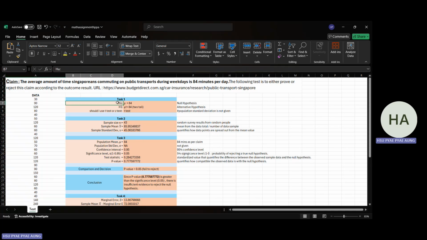First, we have the null and alternative hypothesis, which is mu is equal to 84 for the null hypothesis and mu does not equal 84 for the alternative hypothesis. This is a two-tailed hypothesis since I didn't mention mu is greater than or less than 84.